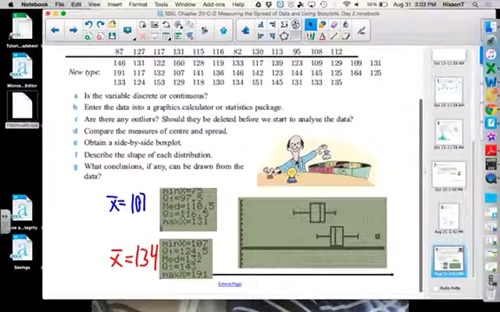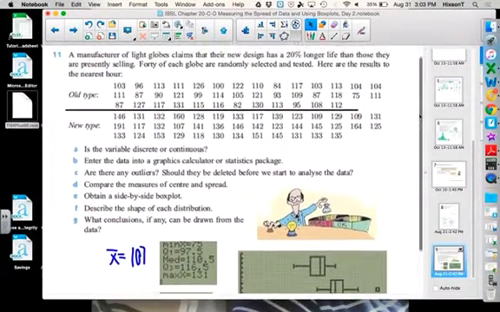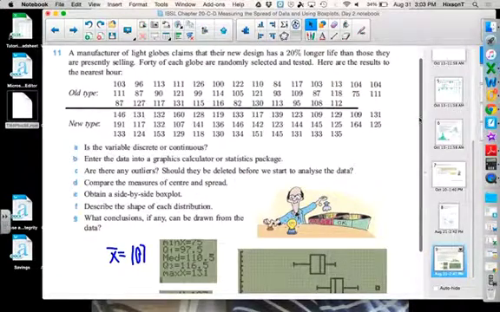Now, let's start answering some of the questions here and looking at the situation. A manufacturer of light globes, or light bulbs, claims that their new design has a 20% longer life than those they are presently selling. 40 of each globe are randomly selected and tested. Here are the results to the nearest hour. So, first question, is the variable discrete or continuous?